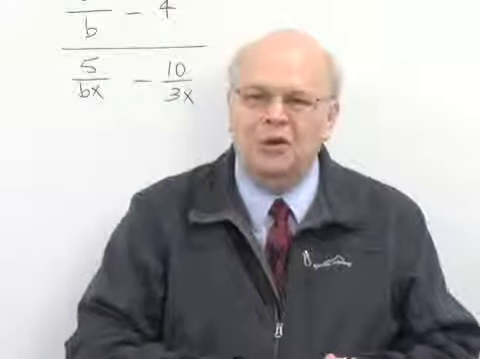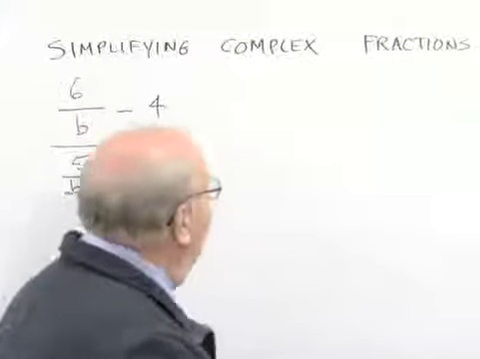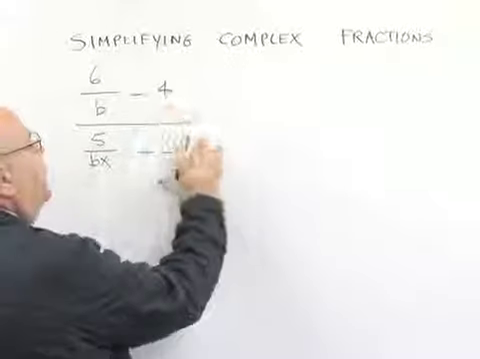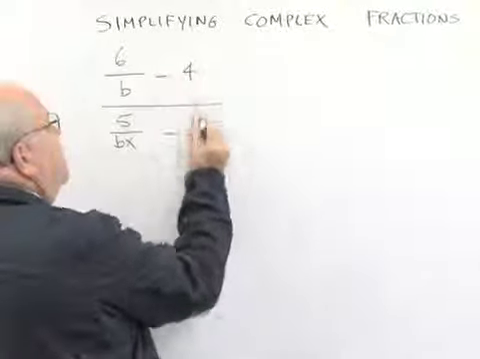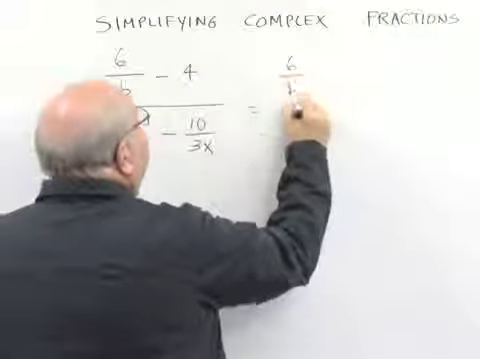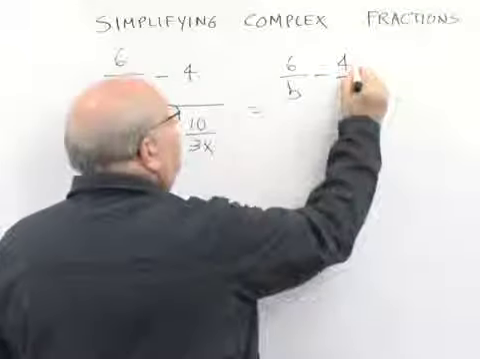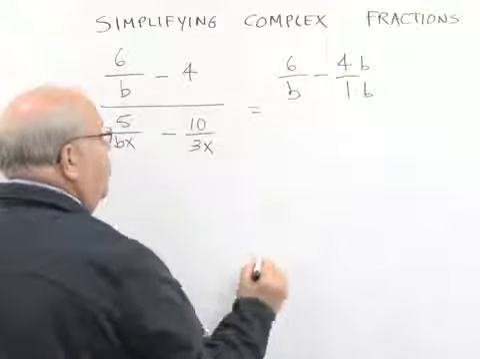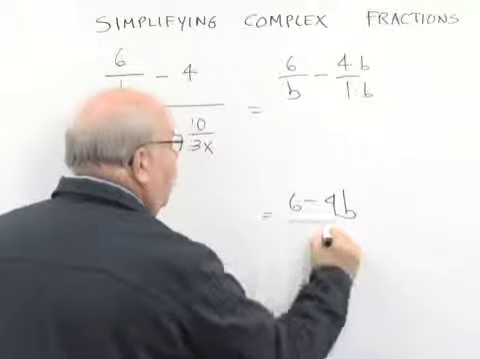Now, let's carefully go through the steps and see if we can simplify this expression. What we would like to do is to add up these two expressions, 6 divided by b minus 4. What we can do is just take a moment to multiply the top and the bottom by b. This will give us 6 minus 4b over b.